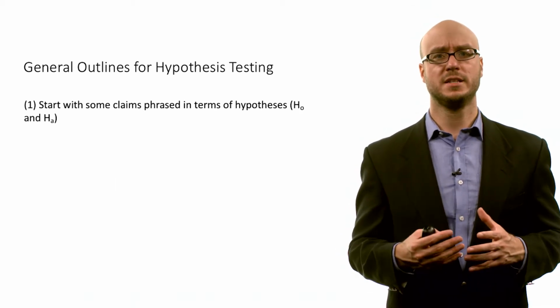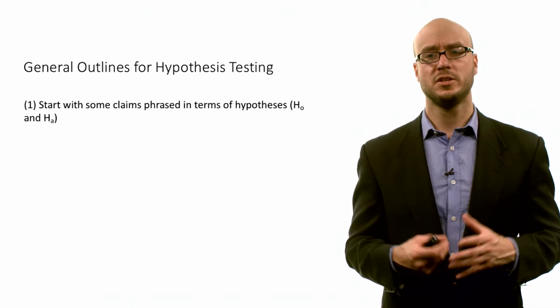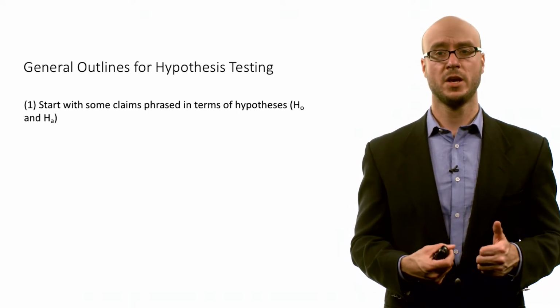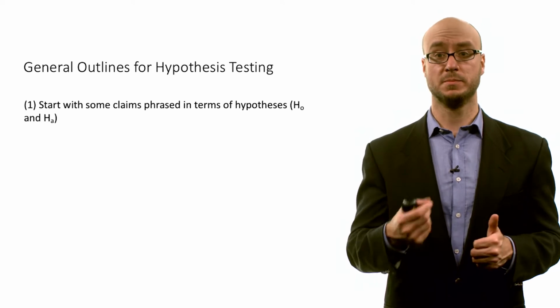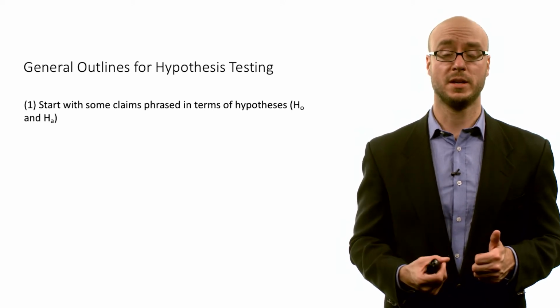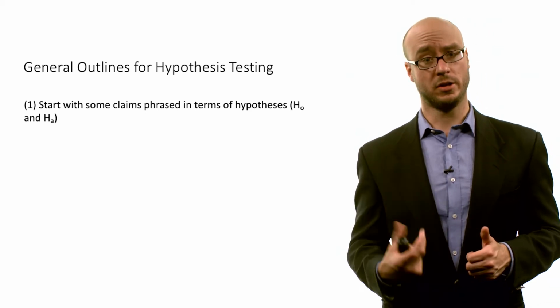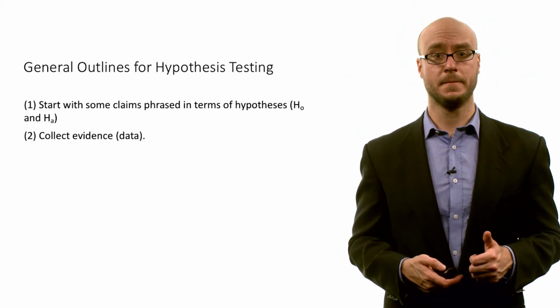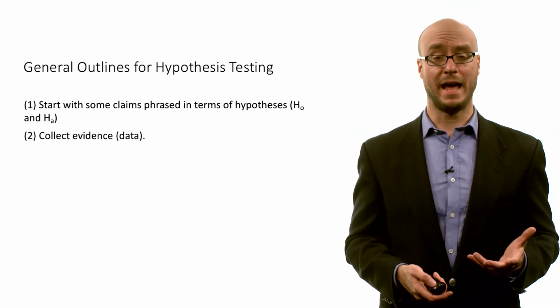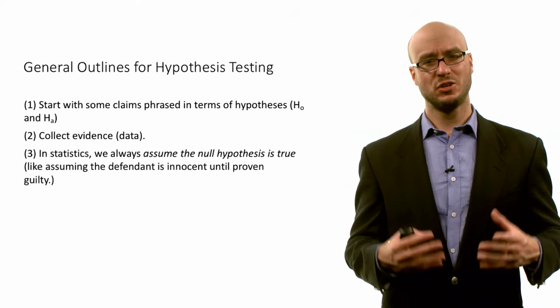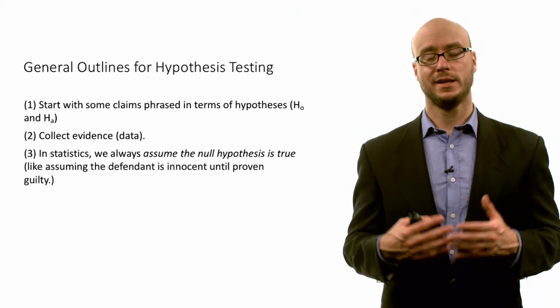So the very general outline of hypothesis testing: you start with some claims and you express these claims in terms of hypotheses. We call a null hypothesis H subscript 0, or H naught, sometimes people call that. And we call the alternative hypothesis H subscript A. Then what we do is we collect some evidence, data, and then we assume the null hypothesis is true. Intuitively, the null hypothesis is typically, not always, but typically the default state of affairs. It's something where nothing interesting is going on. In a legal context, it's like assuming the defendant is innocent until proven guilty.